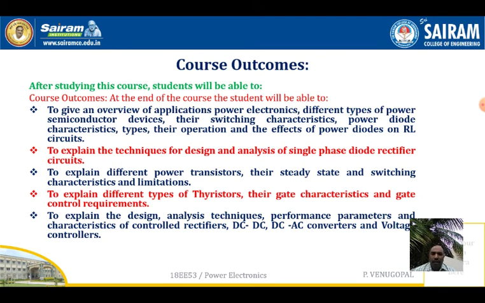What will be the fourth course outcome? You will be able to explain different types of thyristors. We have different types of thyristors: SCR, LASCR, MCT, RCT, and the triac. You can explain these different types of thyristors, their gate characteristics and their gate control requirements. The fifth course outcome is that you can explain the design analysis techniques, performance parameters and characteristics of controlled rectifiers, DC to DC converters, DC to AC converters and voltage controllers.